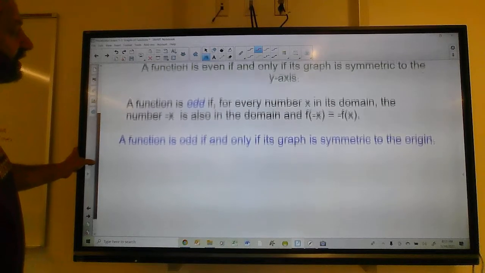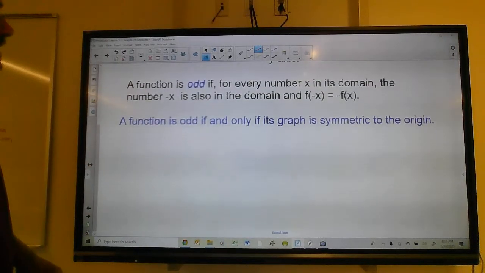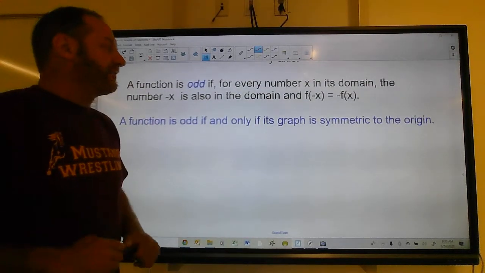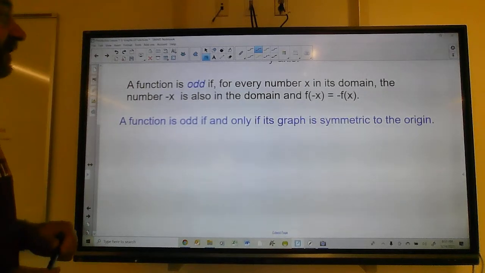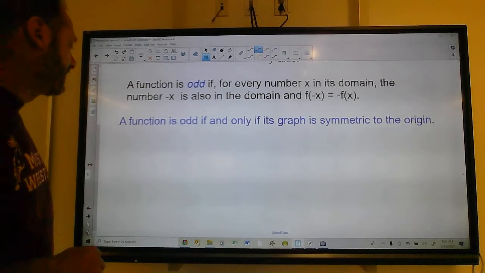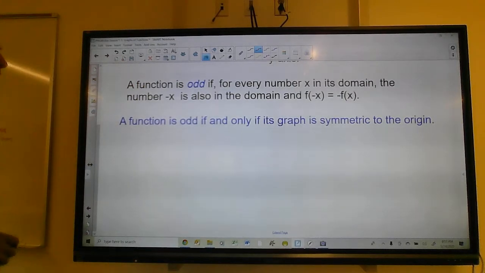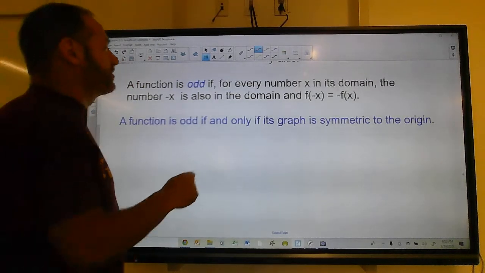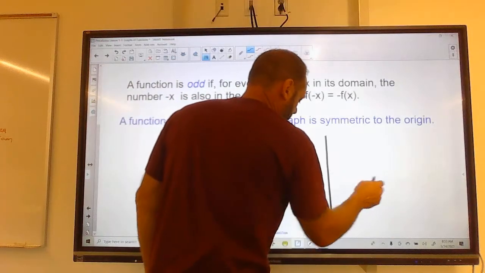Now, an odd function. A function is odd if for every number x in its domain, the number negative x is also in the domain, and f of negative x equals negative f of x. So a function is odd if and only if its graph is symmetric to the origin. What does that look like?